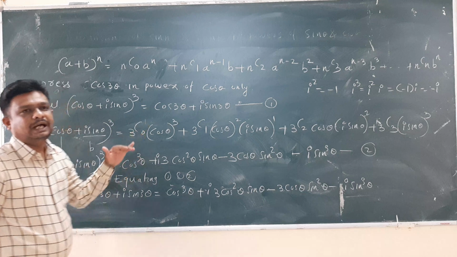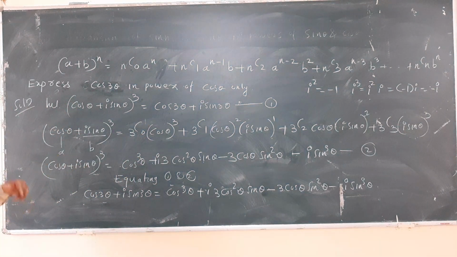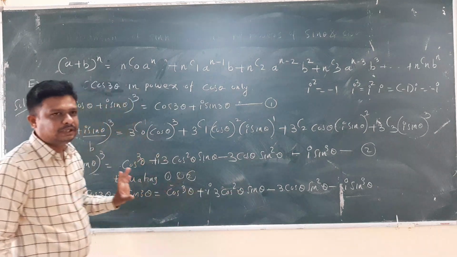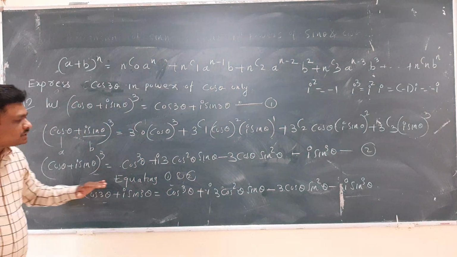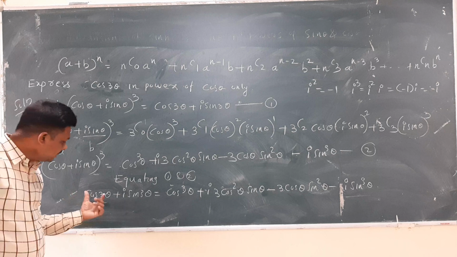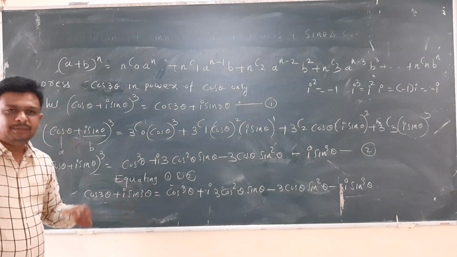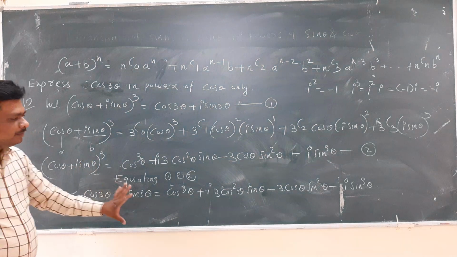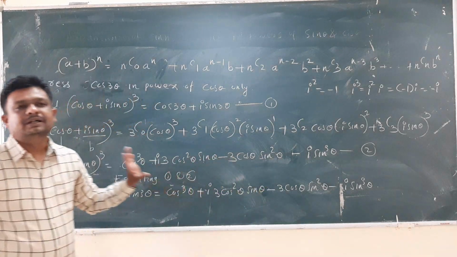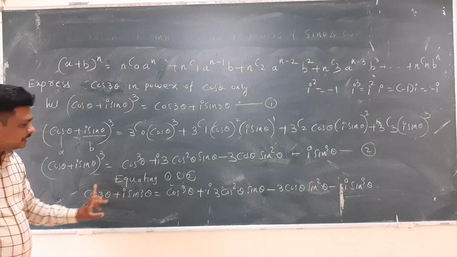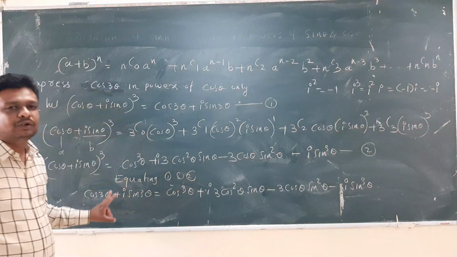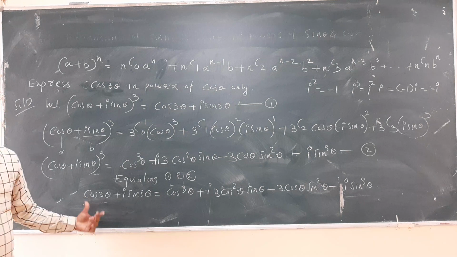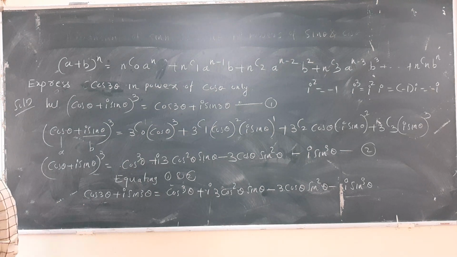Now the question is, we have to express cos 3 theta in powers of cos. So here I need the expansion for cos. If you want, you can find the expansion for sin from the same equation. Is it clear? Now to get cos 3 theta, here cos is real and sin is imaginary. Why is it imaginary? It is multiplied by i. If the term is multiplied by i, then that is the imaginary part. So I will compare the real parts on both sides because I want cos 3 theta on the LHS.